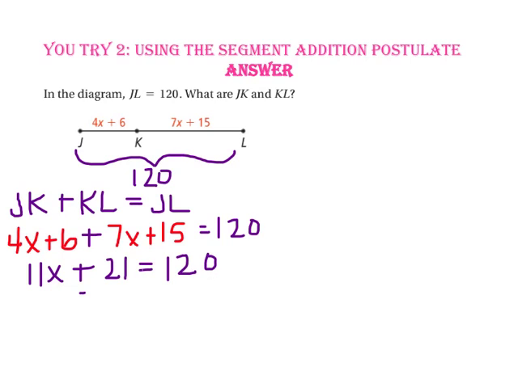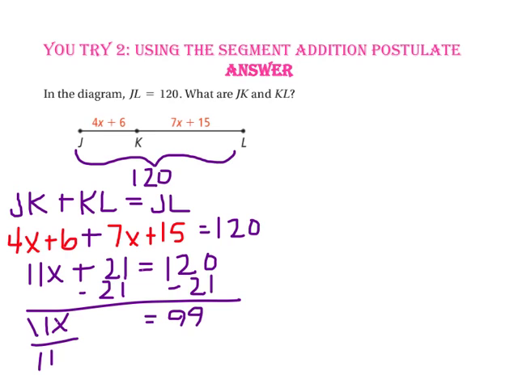That will equal 120 units. Subtract 21 from both sides, and 11x will equal 99. Divide both sides by 11, and x will equal 9. To find the length of segment JK, we want to substitute 9 in for x in JK's length. To find the length of segment KL, we want to substitute 9 in for x in KL's length.